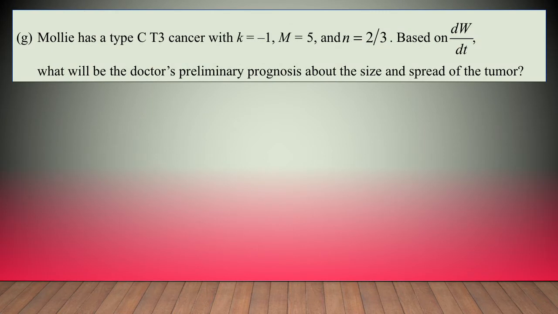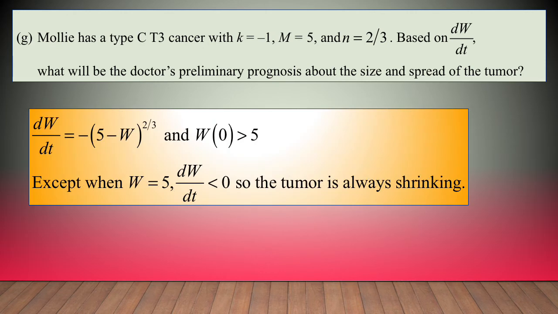G reads, Molly has a type C T3 cancer with K equals negative 1, M equals 5, and N equals 2/3. Based on dW/dt, what will be the doctor's preliminary prognosis about the size and spread of the tumor? It seems like a lot is asked, but in reality, this is easy. The form of the differential equation is dW/dt equals negative quantity 5 minus W to the 2/3. And since it is a T3 cancer, W sub 0 is greater than 5. That means that except when W is equal to 5, dW/dt will always be less than 0, which means that the tumor will always be shrinking.